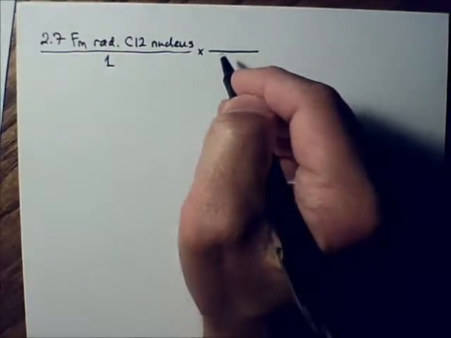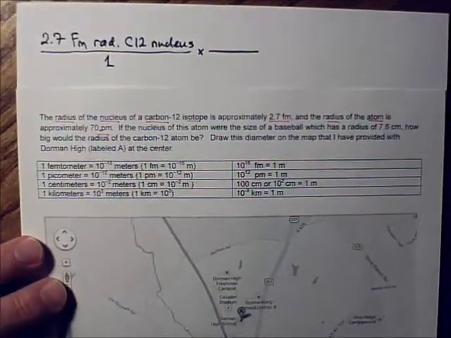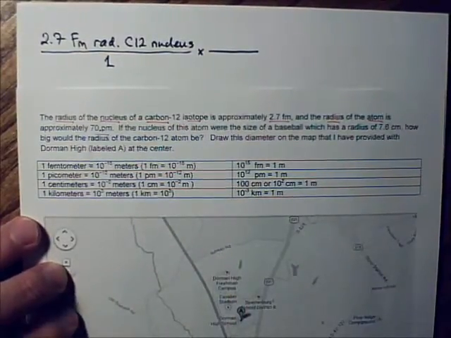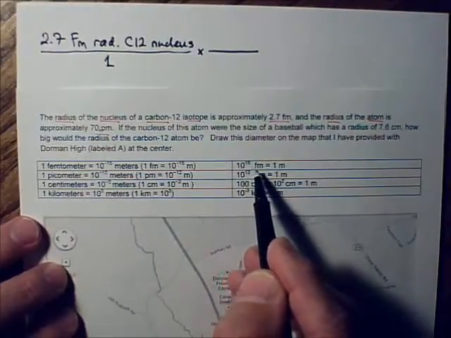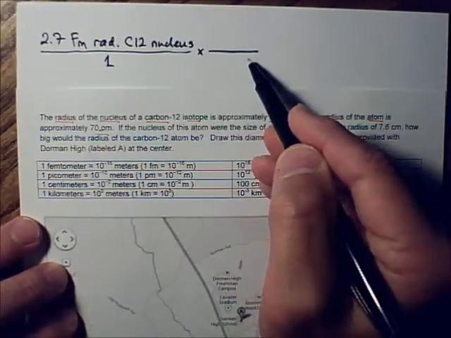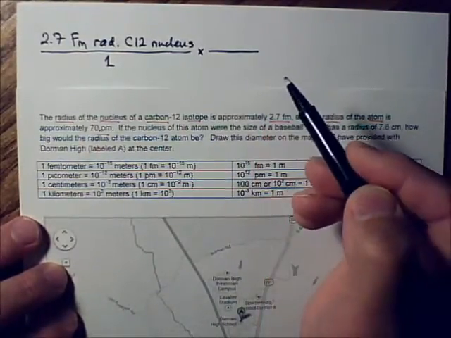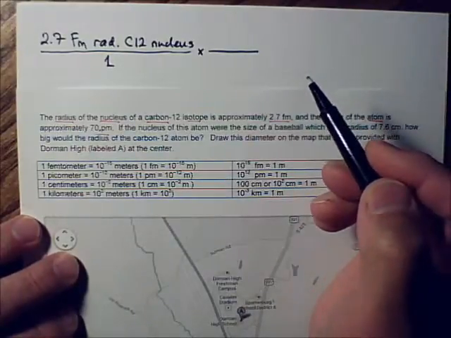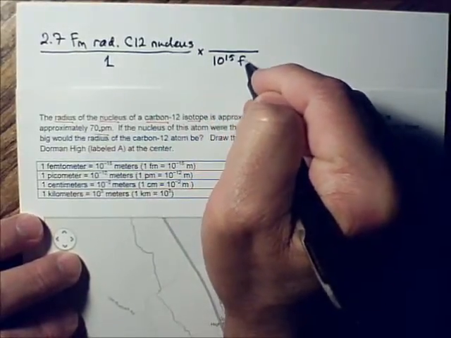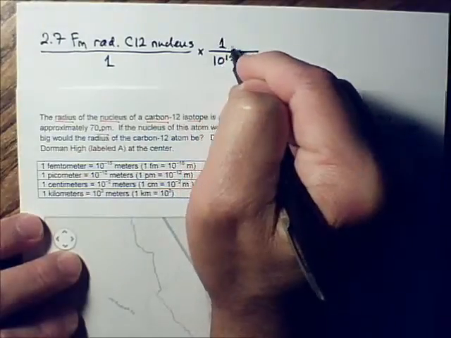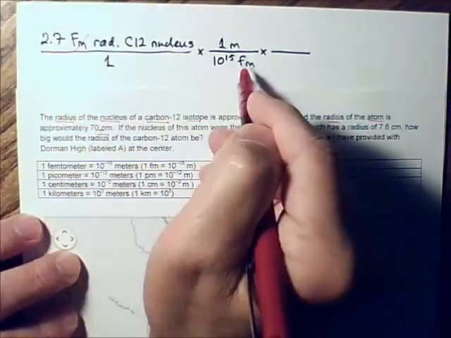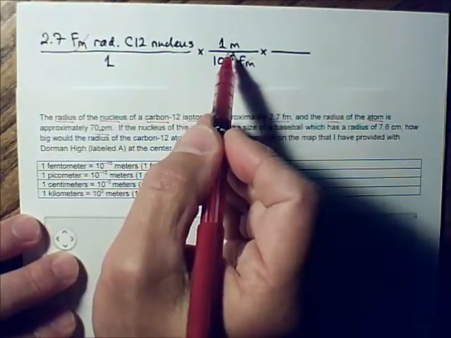Okay. So, which equality statement am I going to use from this problem, or this list of equalities I have down here? 10 to the 15 femtometers equals 1 meter, or I can use this one over here. Doesn't matter which one I use. What do I want to put on the bottom then? Yeah, femtometers. How many femtometers then? 10 to the 15 femtometers can go on the bottom. 1 meter goes on the top. Okay, good. All right, now if I cancel the units, I now have meters.